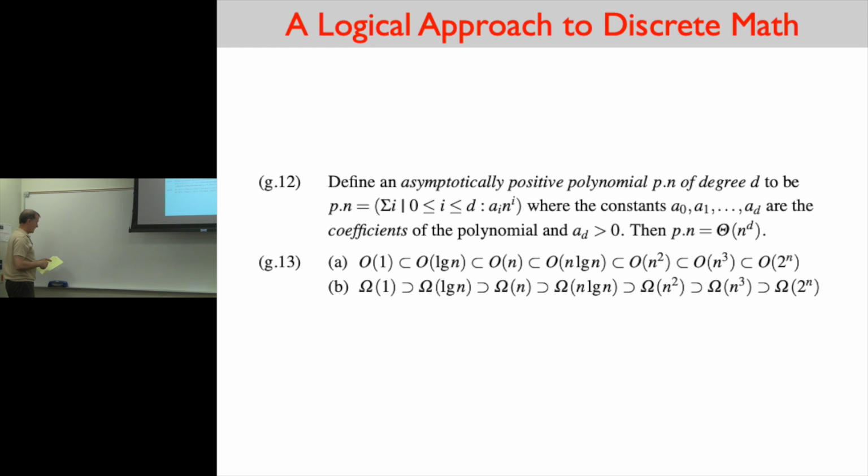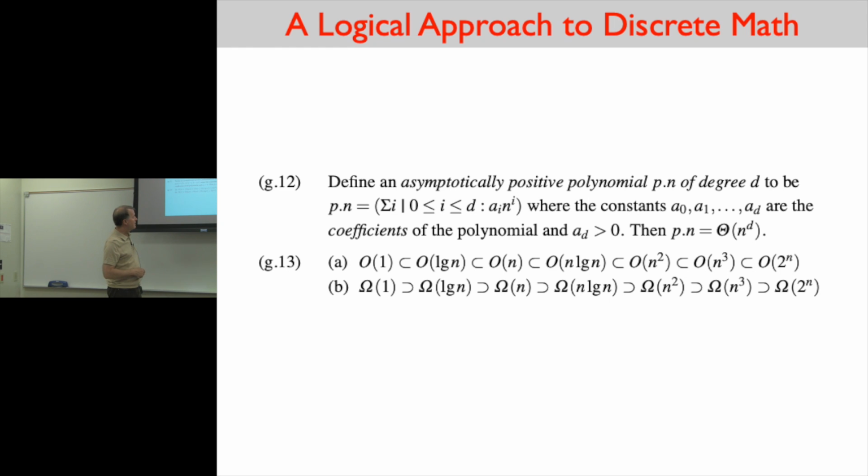Now, I want to give you an example of G12. Do you remember when we said big O of 1 is a set? These are sets, right? So what is this symbol here? Proper subset. So big O of 1 is a proper subset of big O of log n, where lg is log base 2. That in turn is a proper subset of big O of n, which is a proper subset of big O of n log n, which is a proper subset of big O of n squared, which is a proper subset of big O of n cubed, which is a proper subset of big O of 2 to the n.